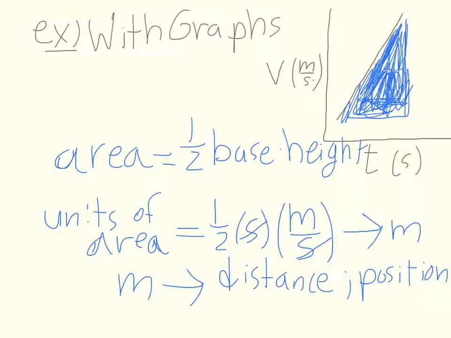So again, we use dimensional analysis to take our graph, in this case take the area underneath our graph, and give it physical meaning. In this case, this shaded area actually tells us how far the object traveled. So that's it for dimensional analysis.